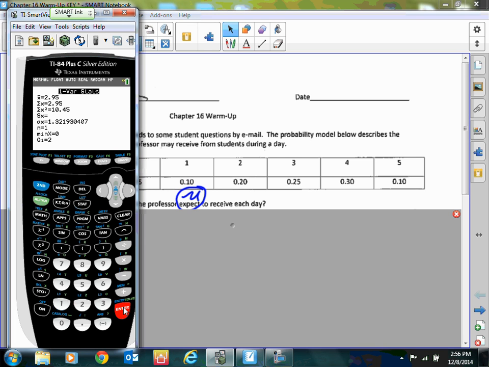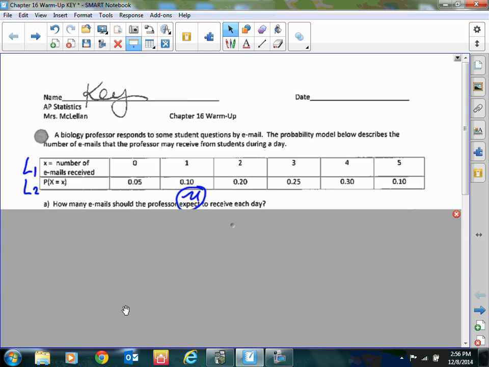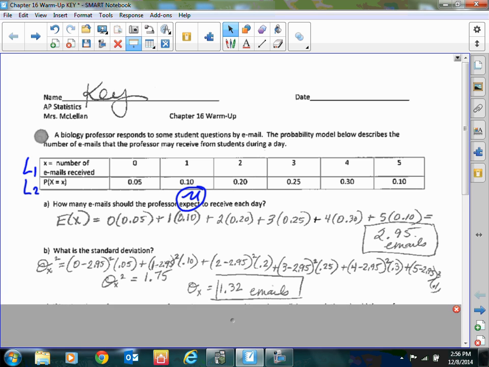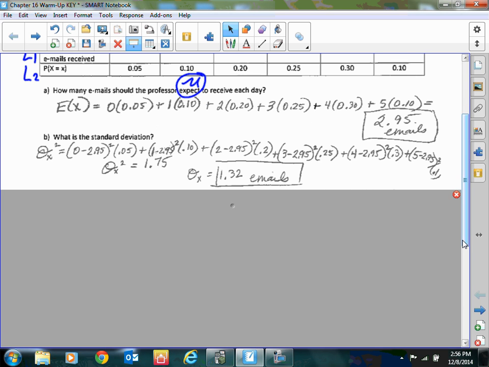I hit enter, and what I'm looking for is x bar, the mean of x, and the standard deviation is 1.32. So these are the expected amount of emails. It helps you keep it straight if you label that on average 2.95 emails will occur with a standard deviation of 1.32 emails.